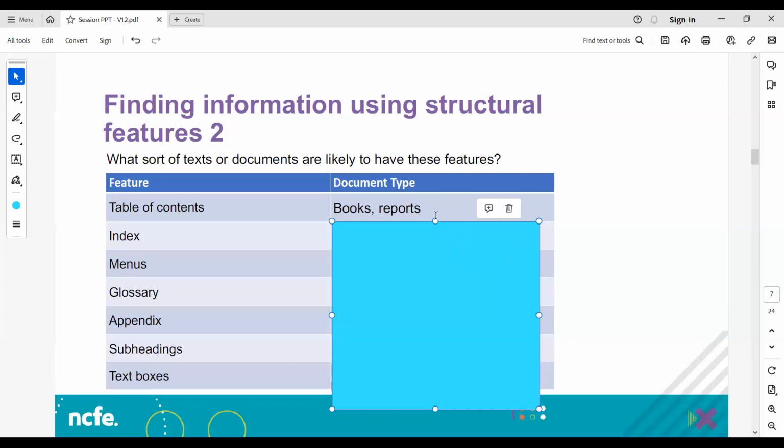So where might we see an index? In a book. Yeah, good. Books. Again, book and a report. Some reports would be extremely long, for example the COVID investigation, so it would need an index. But the most common one that most people would be familiar with is just in a book. Think of a recipe book. You want to make something to eat tonight with chicken, you just go to the back of the index, don't you, and find that. So menus, where would you see a menu?